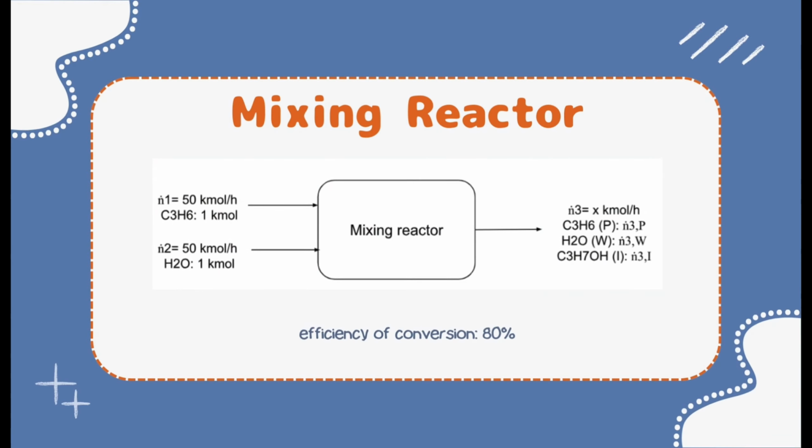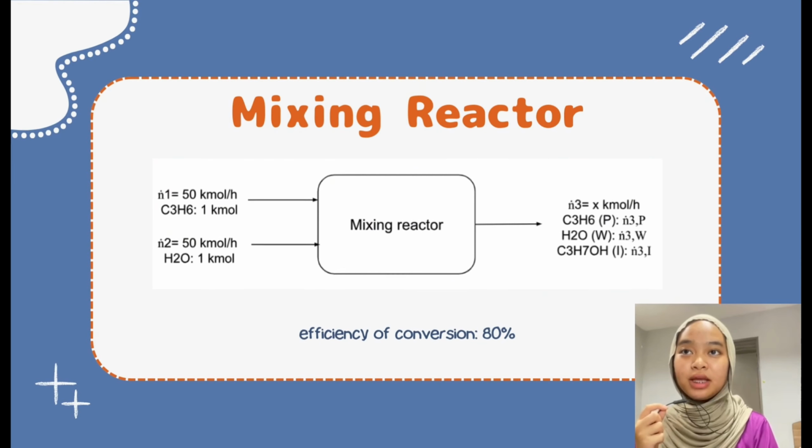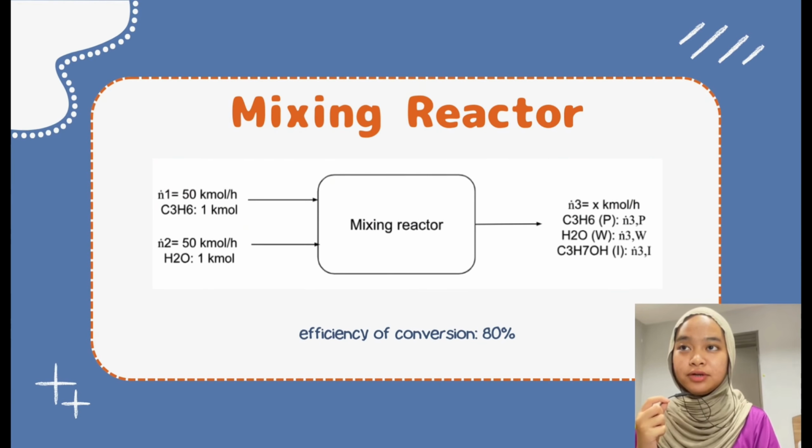So, I am Laila Qistina and will continue the presentation. Now, let's talk about the calculation for the reactive system, which is a mixing reactor. Firstly, we assume that the feed for both reactants, which is propylene and water, to be the same, which is 50 kmol per hour each, and the product of the mixing reactor is propylene, water, and isopropyl alcohol.